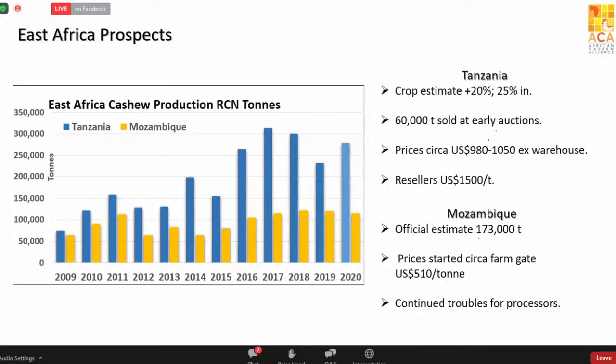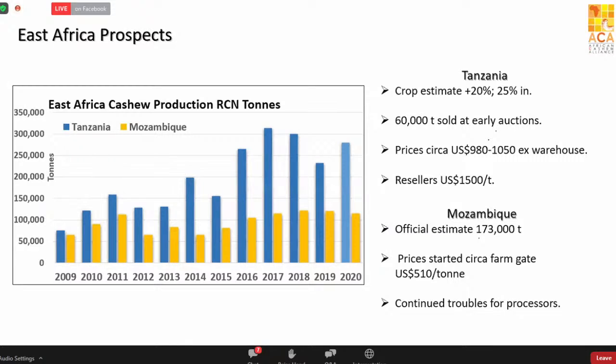Mozambique, I frankly confess I am confused. I've read an official estimate of the crop at 173,000 tons. I cannot understand how that's possible. Prices have started similar to last year, but we see continued difficulties for processors in Mozambique. There are difficulties in finance, there are difficulties in marketing, and I think unfortunately we're probably looking at another quite difficult year for processors in Mozambique, and hopefully they will emerge from that in 2021.